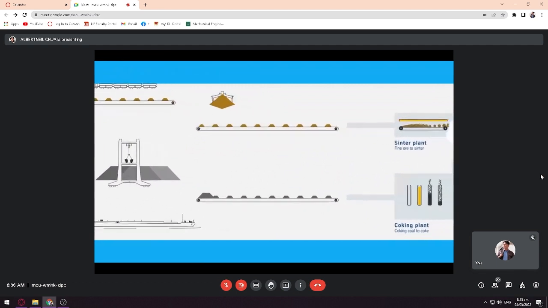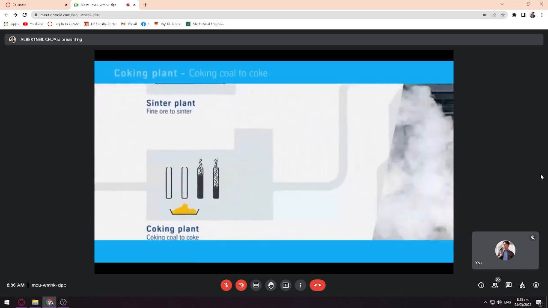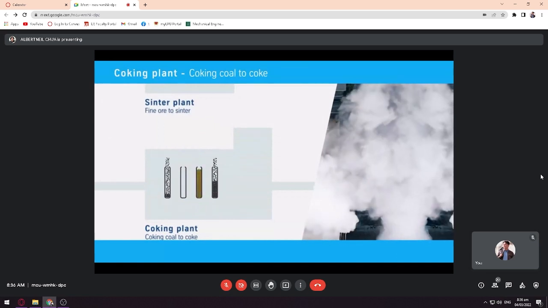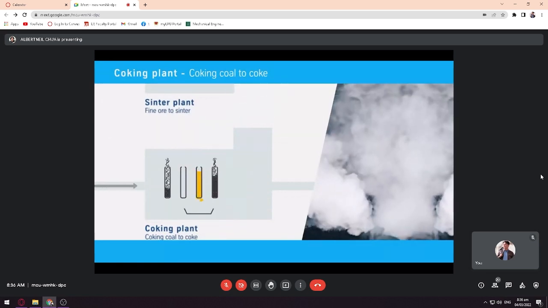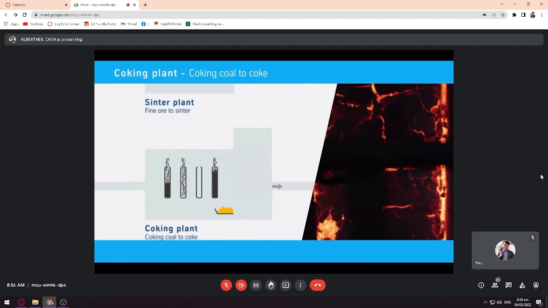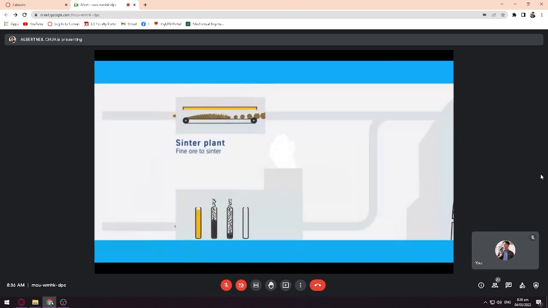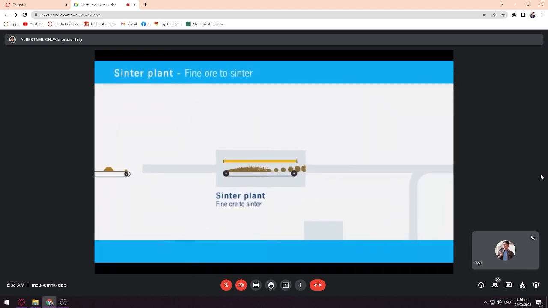The coal first enters the coking plant and is baked at a high temperature for 25 hours. The resulting coke is cooled down with water until it is hard and porous, just right for the blast furnace. In the sintering plant, fine iron ore is prepared for further processing in the blast furnace. Extremely hot air is used to cake the iron ore into coarse lumps in the sintering process.